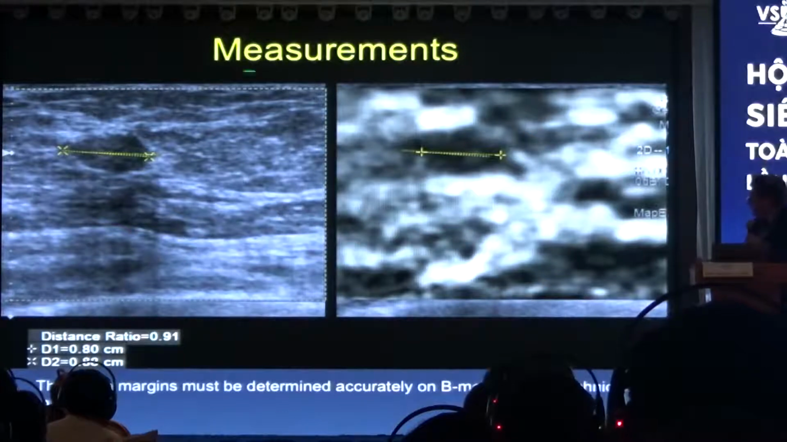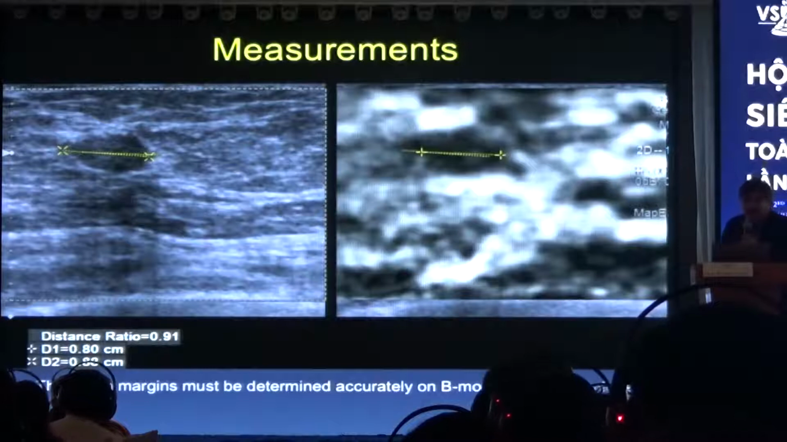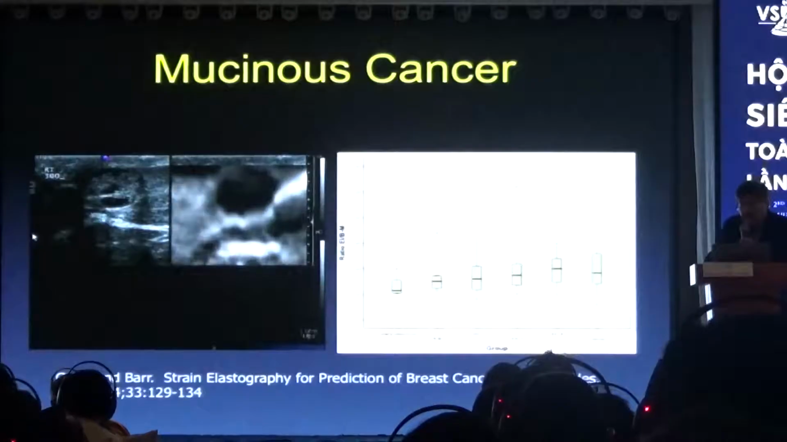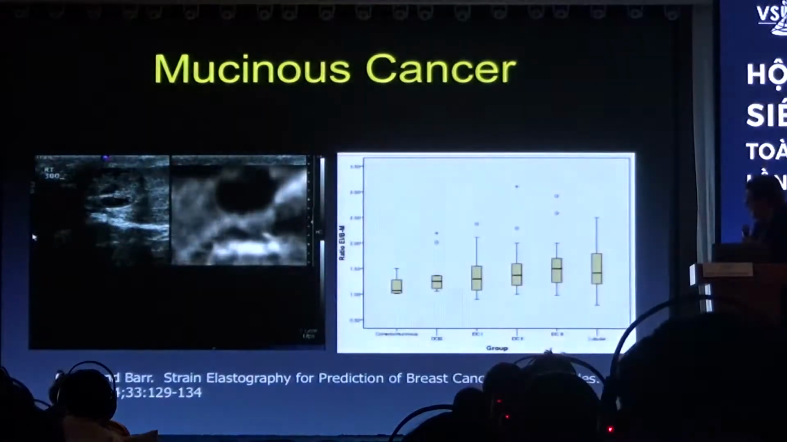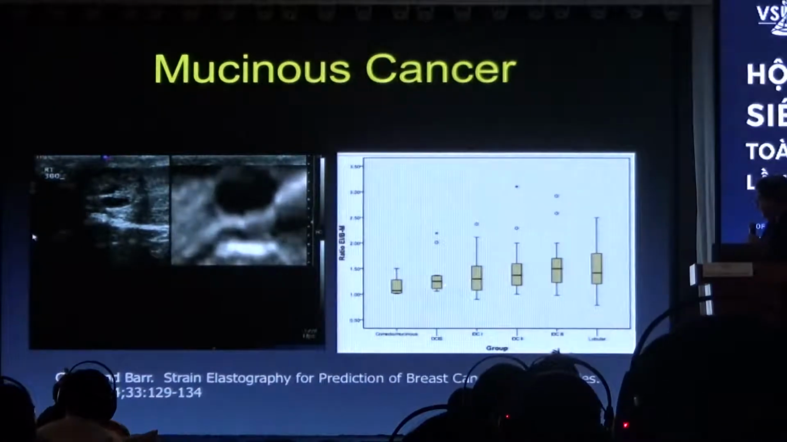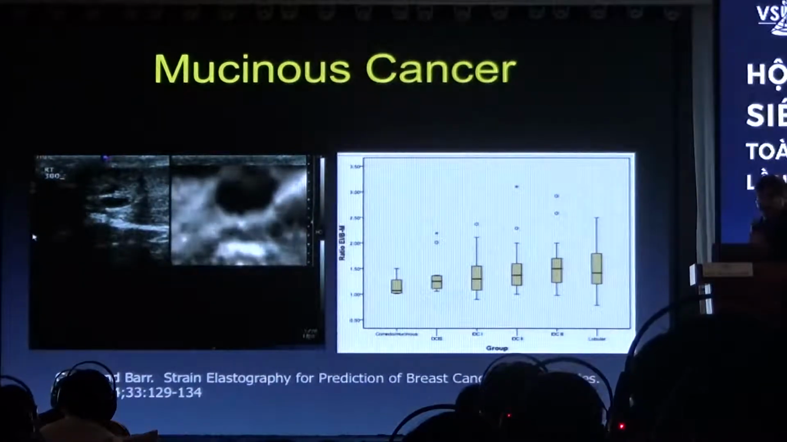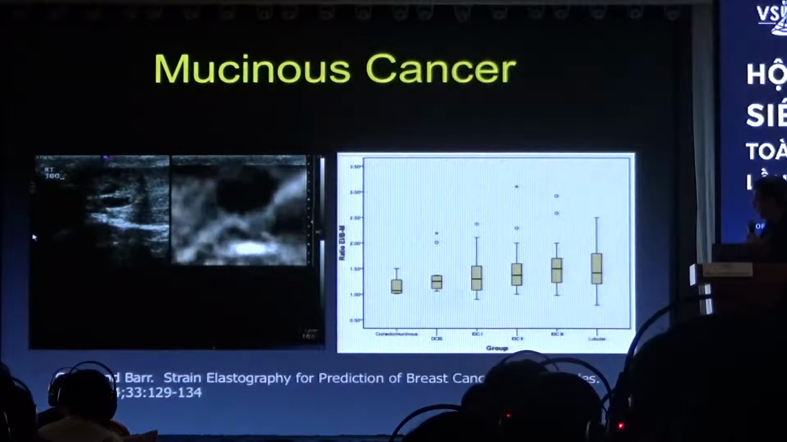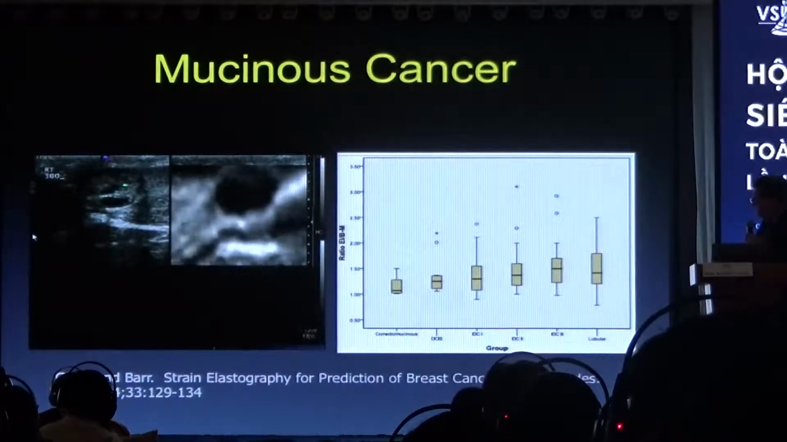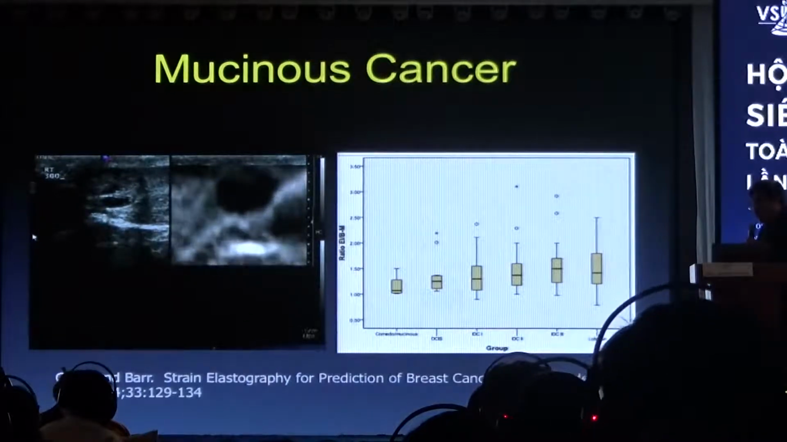And I'll show you our work as well as others that show this is extremely sensitive and specific for characterizing breast lesions. This is a paper where we looked at several hundred of our breast cancers, and we plotted that ratio. If we measure the length of the lesion on elastography and divide it by the length of the lesion on B-mode, we say anything 1 or above is a cancer.